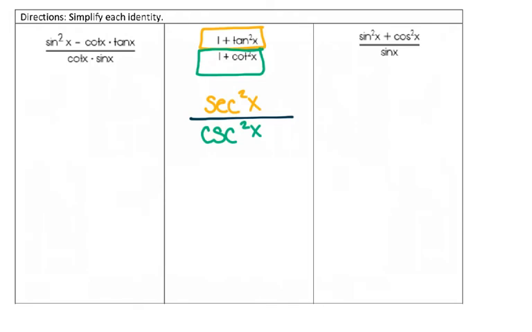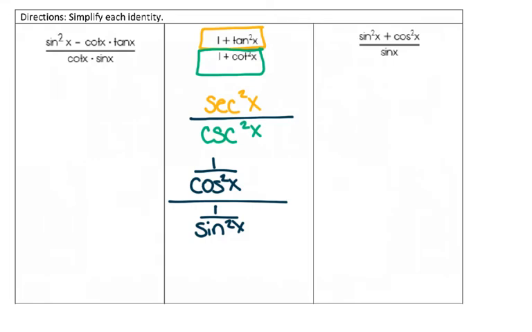Okay. Then we're going to use our reciprocal identities. So secant is the same thing as 1 over cosine. So I'm going to replace secant squared with 1 over cosine squared. On the bottom, cosecant is the same as 1 over sine. So I'm going to replace cosecant squared with 1 over sine squared.